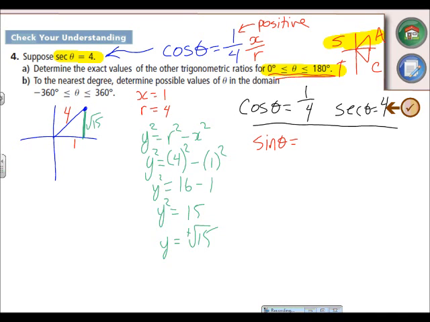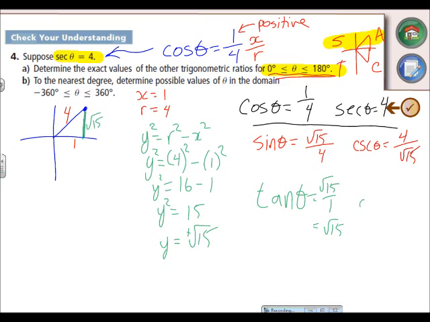Sine of theta is y over r, root 15 over 4. Let's do our reciprocal. Cosecant goes with it. Flip it. 4 over root 15. And tan. Tan is y over x. So our y value, root 15 over 1. That's just root 15. And cotangent, flip it, 1 over root 15.